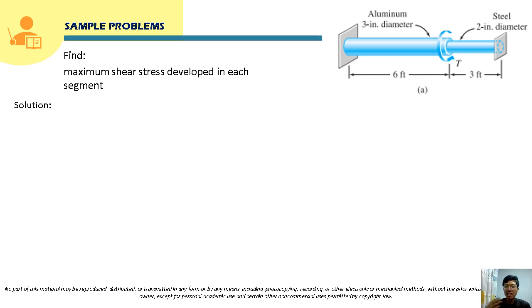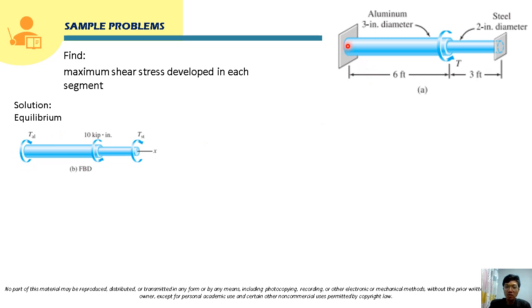Okay, so again, first we have to generate the equilibrium equation. So these will be the reactive torques. Here at this end, this will be T sub AL, the reactive torque at the aluminum segment. And at the end of this steel segment, there will also be a reactive torque here. So this is T sub ST. Generating the equilibrium equation here, class, that will be summation of the moment at this axis. This is the axis of the shaft, so this is the x-axis. This will be equal to 0 since we are in equilibrium.